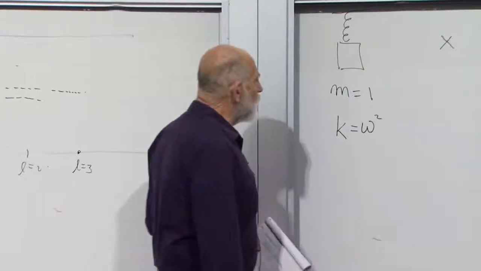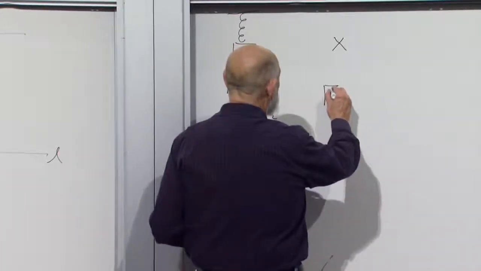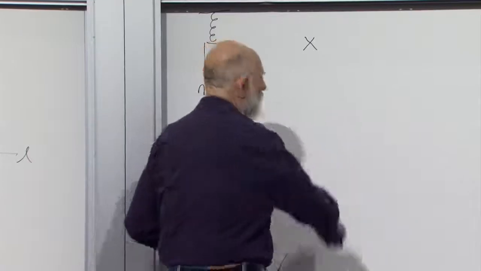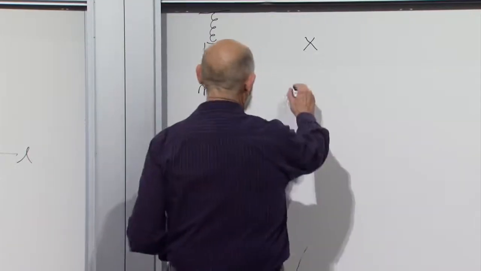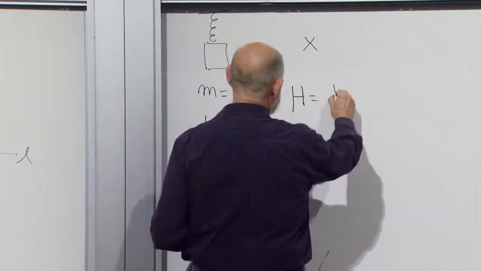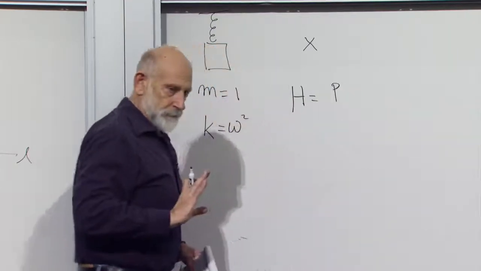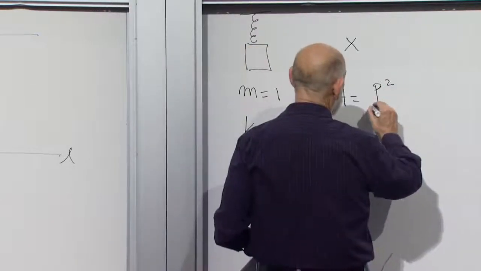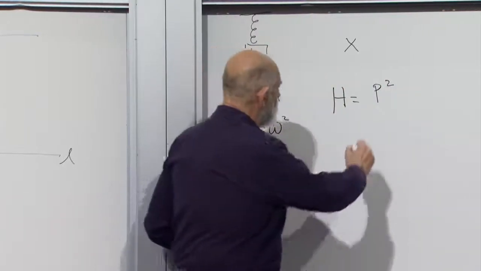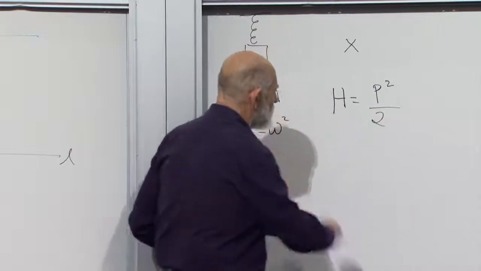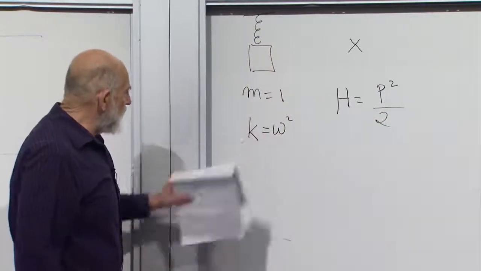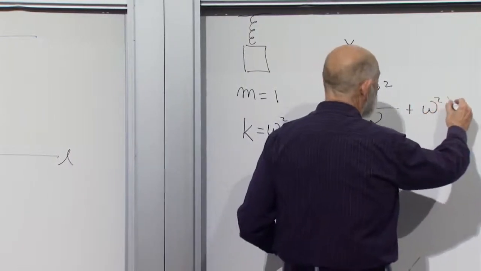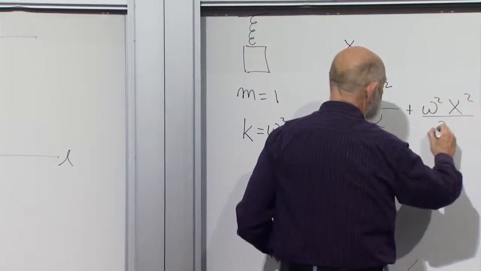What is the energy of a classical oscillator? The energy, let's give it its name, the Hamiltonian. The Hamiltonian is the usual p squared. Now p is one-dimensional. It's just a momentum, the x momentum, p squared over 2m. That means p squared over 2, m has been set equal to 1, plus k omega squared, x squared over 2.